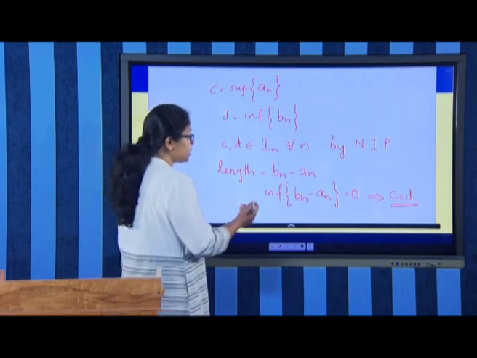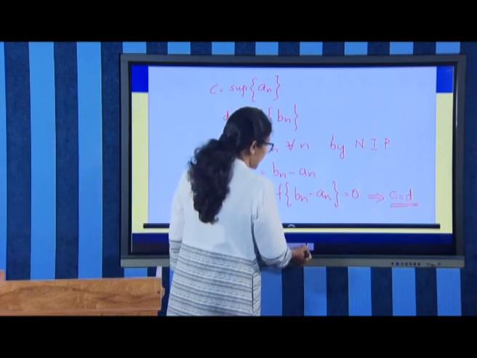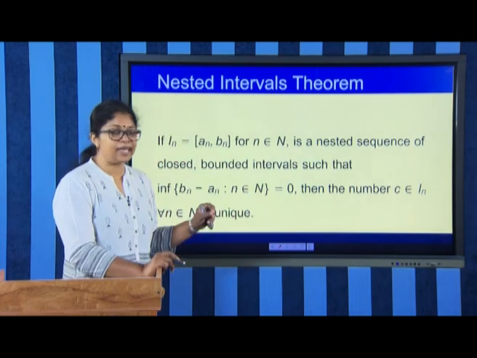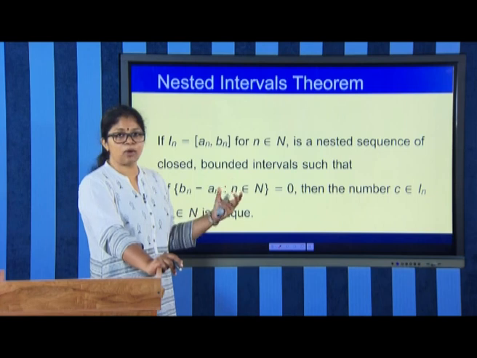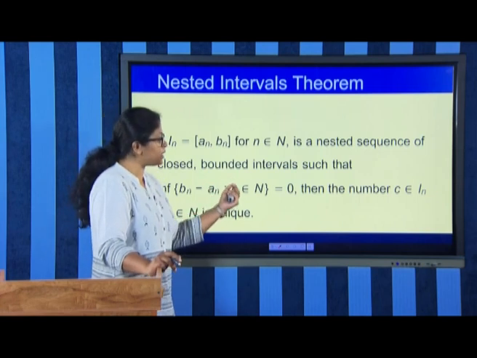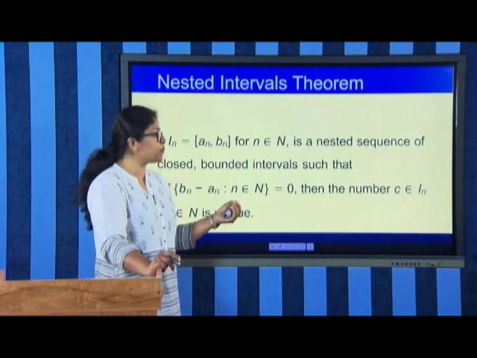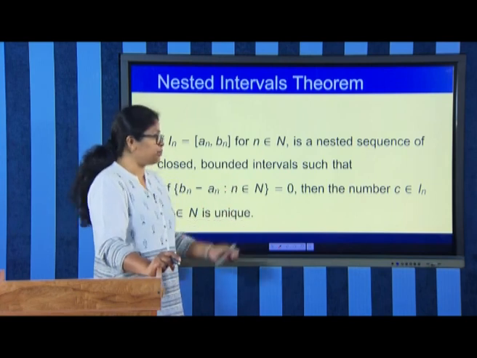So, the nested interval property ensures that all closed bounded intervals which are nested do have something in common, and if the lengths of the intervals are becoming smaller and smaller and finally become 0, then the number will become a unique number.